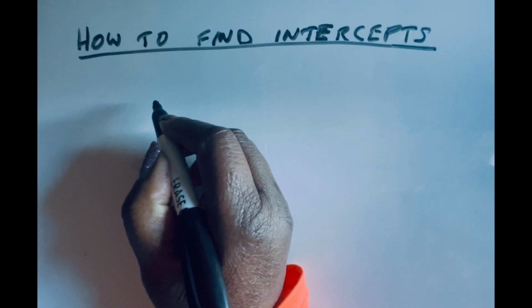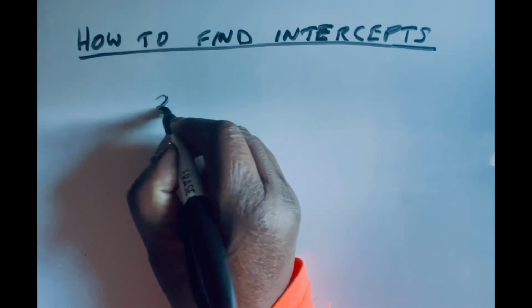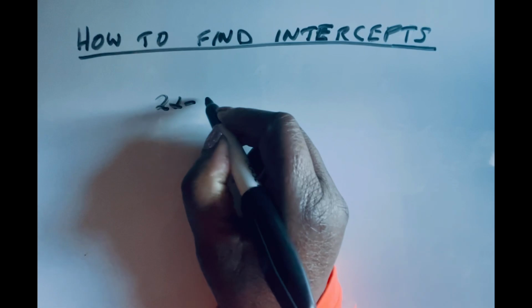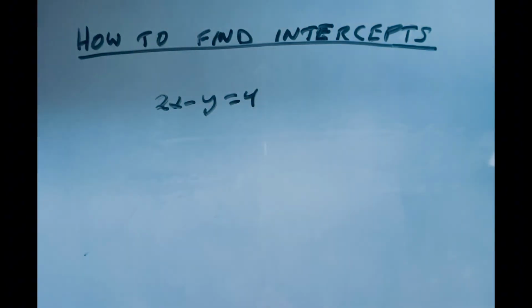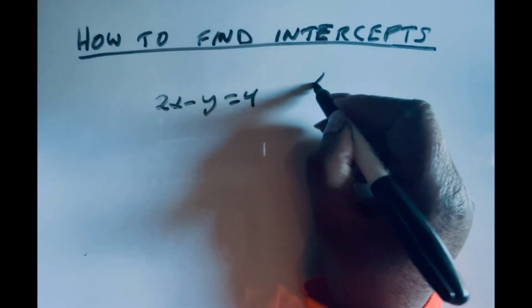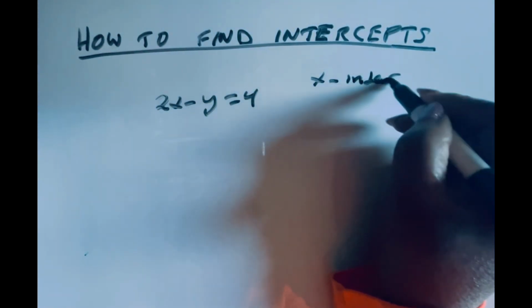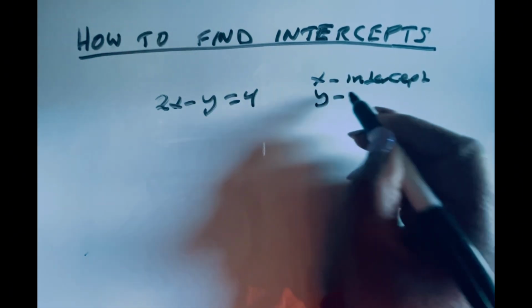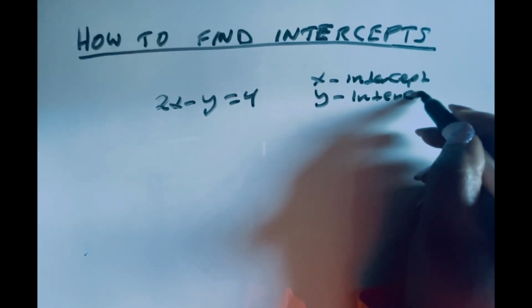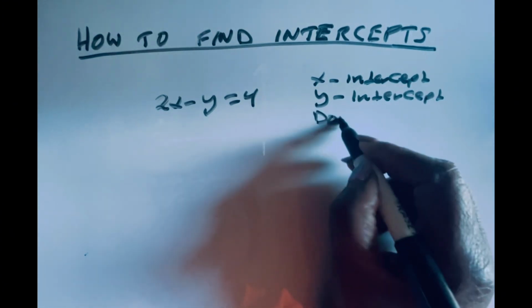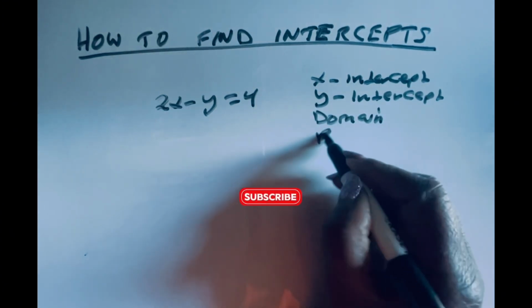In this problem, we have 2x minus y is equal to 4. What we want to do is go ahead and find the intercepts and also graph the equation, and then find the domain and the range as well. So we're going to find the x-intercept, y-intercept, domain, as well as range.